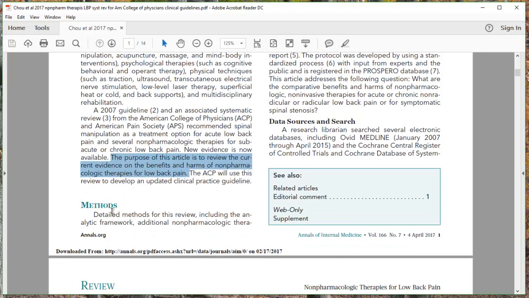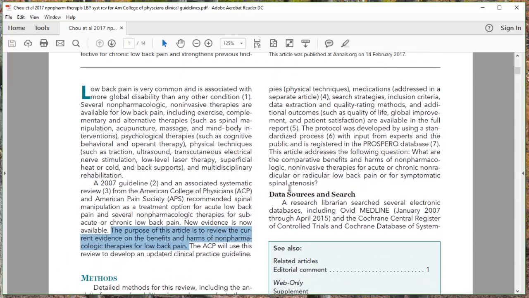And then we're going to move into the methods. And in the methods section, they write that detailed methods, including many details, are available in the full report. And so they're not disclosing everything here. And that's a little bit problematic. But they did develop a protocol. They reported it elsewhere. This is becoming very popular.